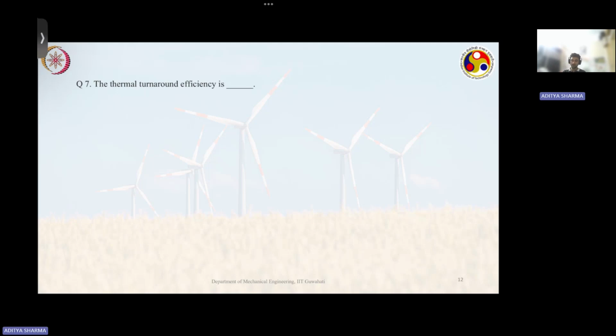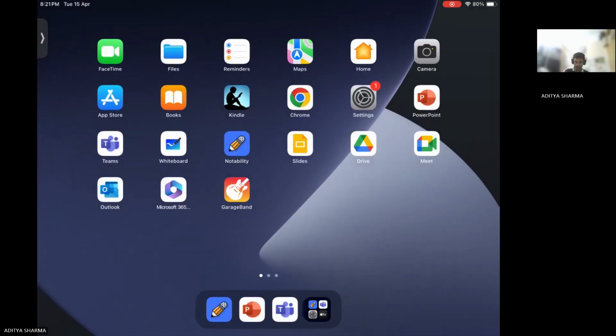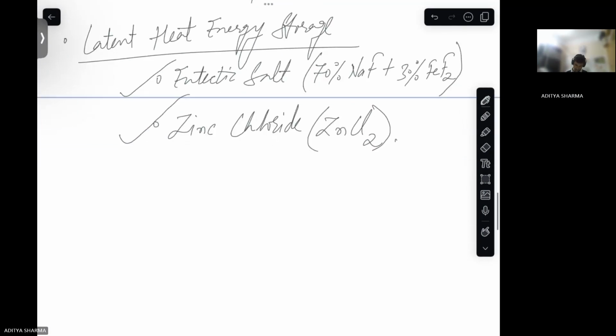Question then asks for thermal turnaround efficiency, but before getting the thermal turnaround efficiency, we'll have to do some basic calculations. So let's do that first. So question number 7 to 9.